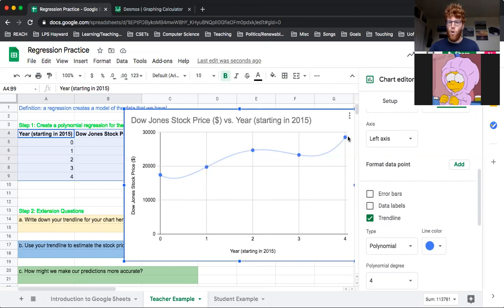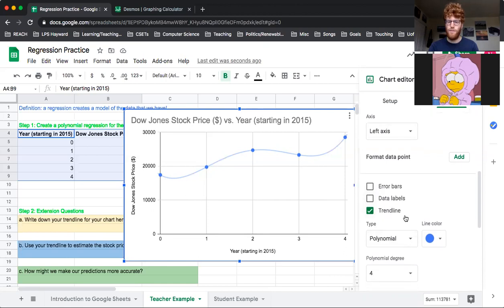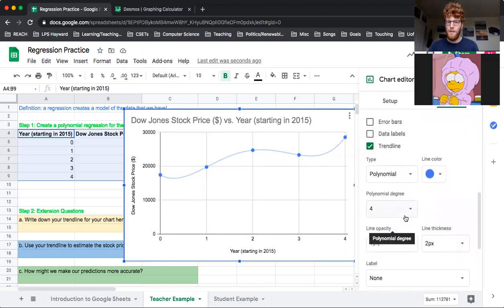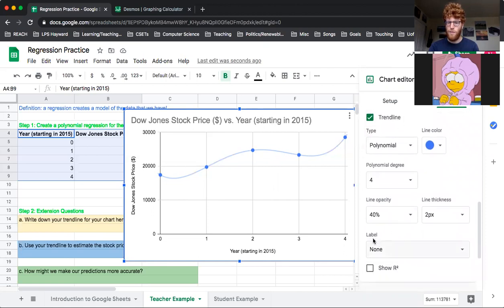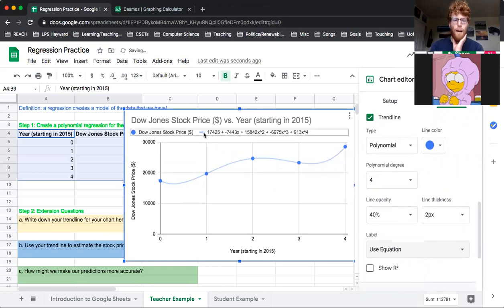What's cool is that there's always going to be an equation, a polynomial equation, that's why they're so powerful, that maps to this data. And that mapping is called a regression. If we want to see what is the actual polynomial, we can click where it says label here, use equation. Use equation, and it pops up with the equation here.